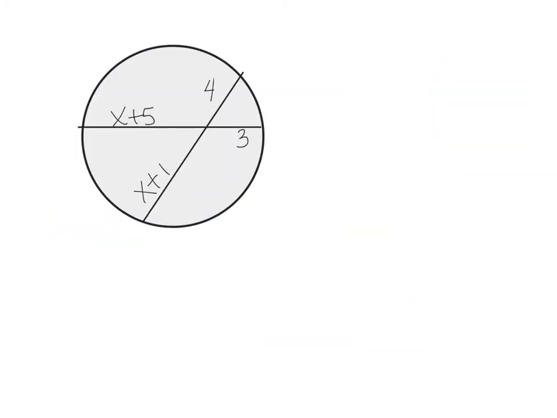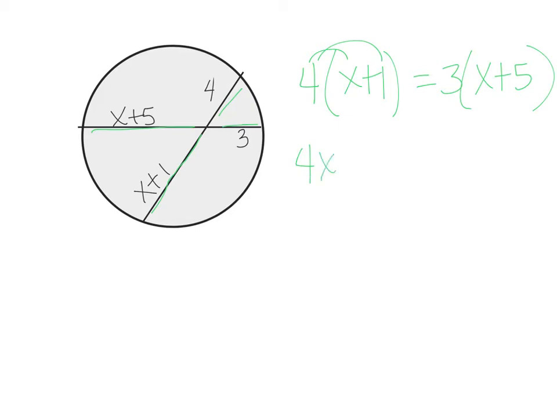All right, with this example, notice the x plus 1 and the 4 are on the same line, so I'm going to multiply those together. So 4 times x plus 1 is equal to the product of the x plus 5 and the 3. So 3 times x plus 5. So here I'm going to distribute. So I have 4x plus 4 equals 3x plus 15.